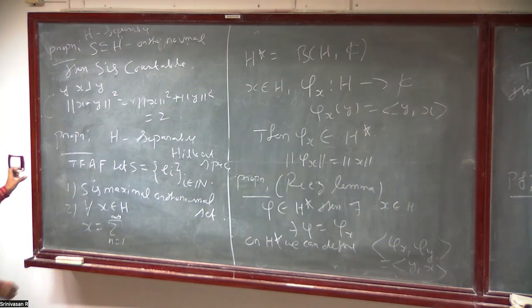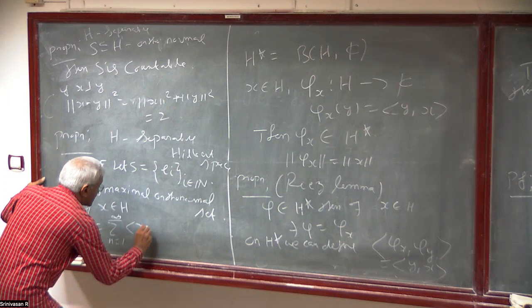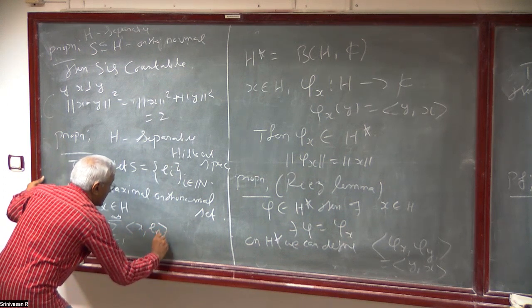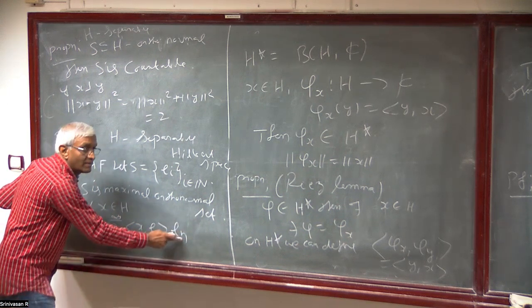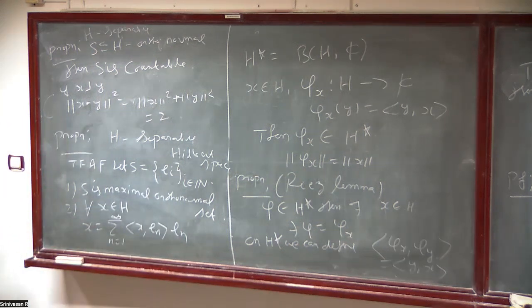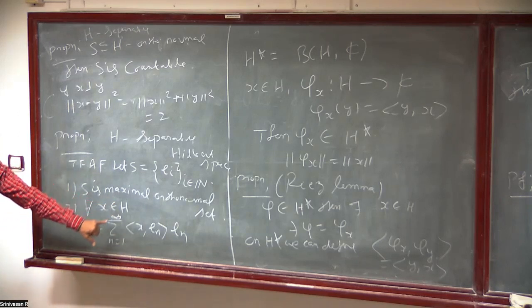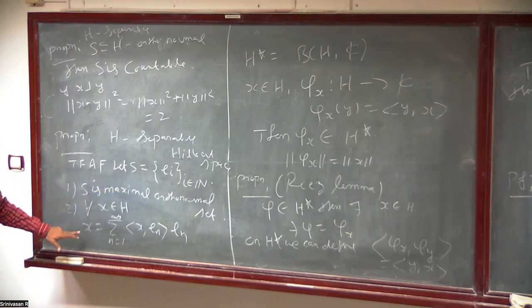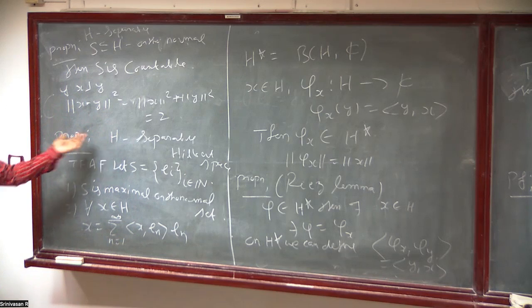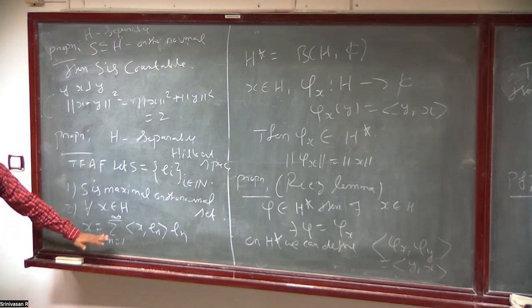You take x, you take the inner product with e_n. This is a scalar. You multiply it with the vector e_n here, and you get this. So you can write it like this. And this sum is an infinite sum. The series converges to x in the norm.